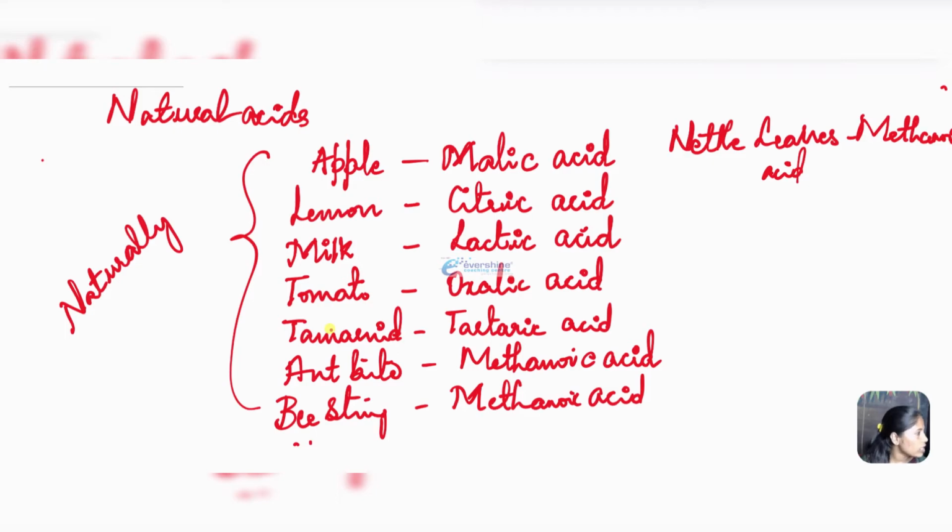And what is the taste of lemon, tomato, tamarind? Sour. From this we can understand that acids are sour in taste. Apple, lemon, milk, tomato, all these are sour in taste. And what do acids contain in common? H plus ions.